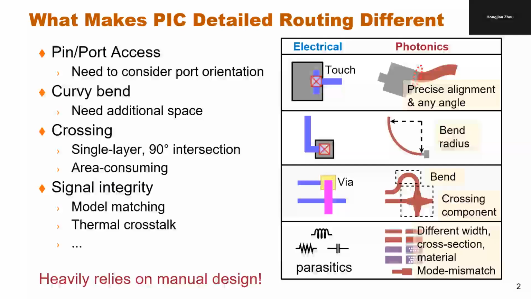A crossing component is needed when a waveguide has to cross another waveguide, and this crossing component is area consuming. Regarding signal integrity, waveguides have different cross-sections and materials carrying different modes of light and should be matched correctly. Therefore, with all these constraints, PIC layout heavily relies on manual design.